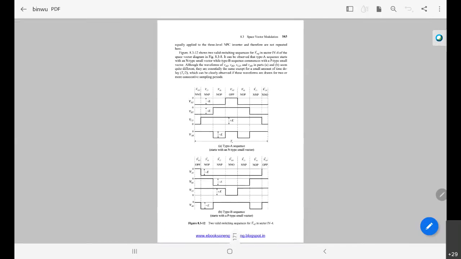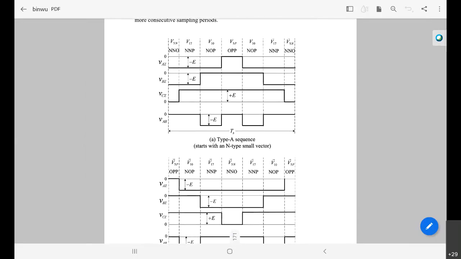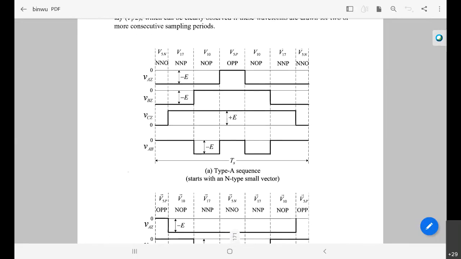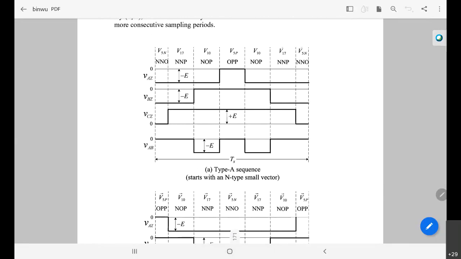Similarly, it is divided into three parts. In case of this type A switching sequence, for the first 0 to 30 degrees, we follow this n and 0. Start from n. This is n 0 0.